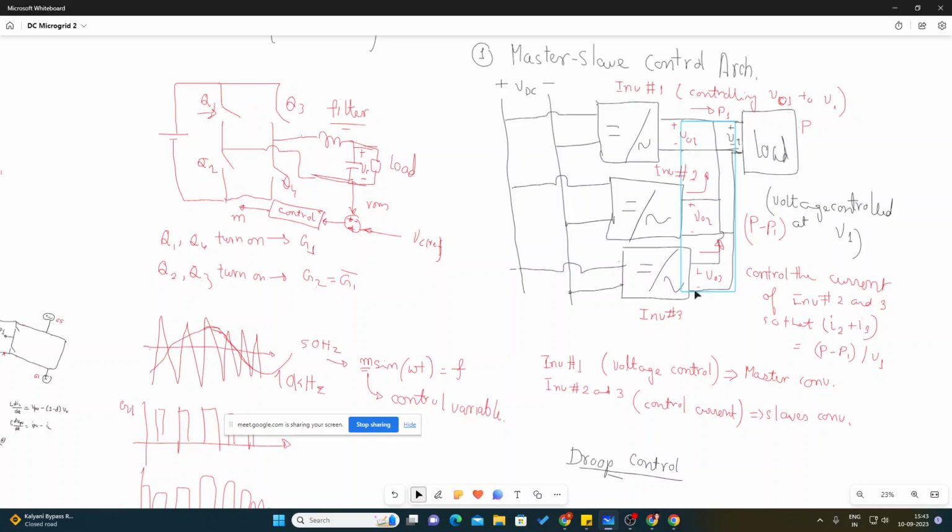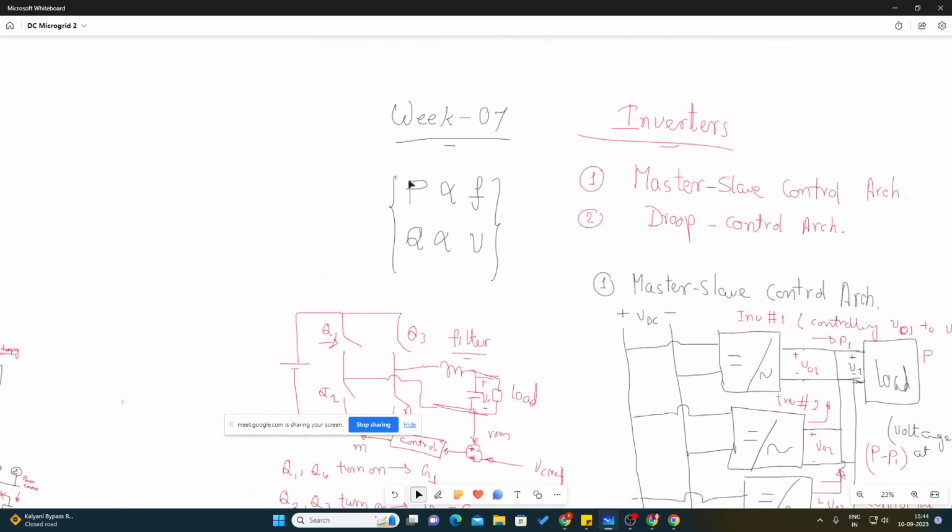Can anybody say? Because of power requirement changes. Yeah, the load will take care of that. No, the load requires this much power, it will take it. So why is this converter also controlled? Don't know, sir. The answer to this is basically that active power flow is proportional to, it's related to.